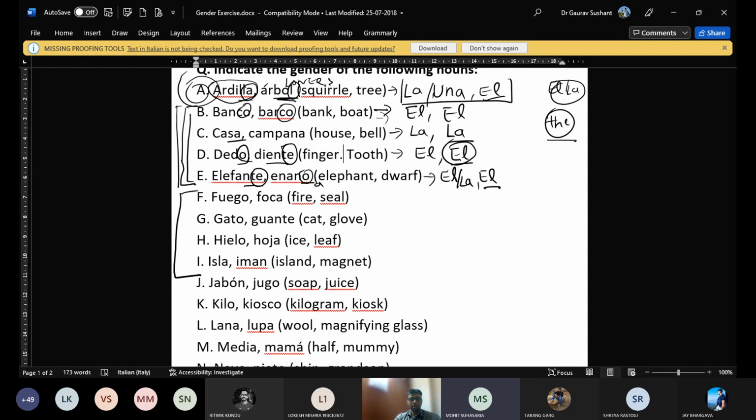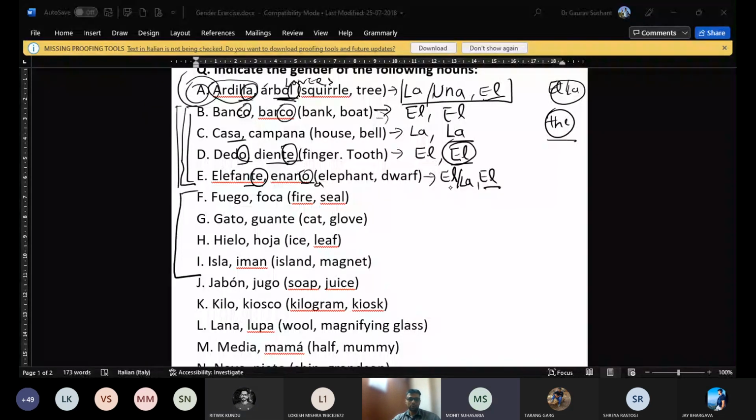Elefante is an elephant, so you know that there will be a male and a female elephant. But diente is now a word for which we can't decide, like tooth, we can't have a masculine and feminine. So in that case, will it always be masculine by default? Yes, it will always be masculine. Okay, so that's what I was confirming. We will find some more words in the subsequent ones. Got it, sir. Thank you.